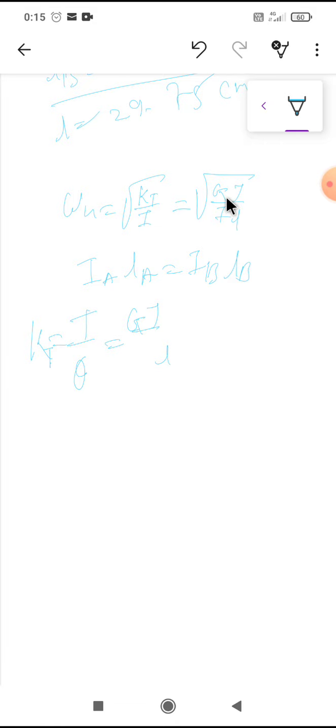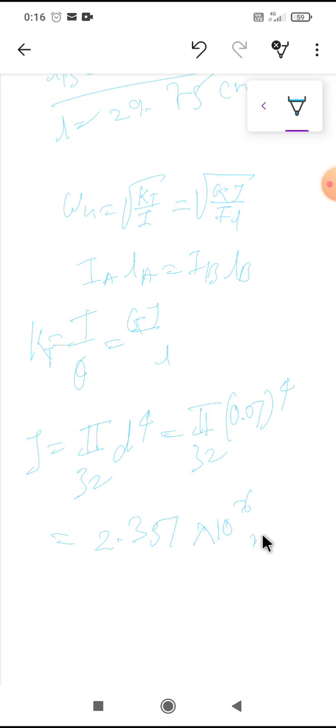So now what is J? J is the polar moment of inertia, whose value is pi by 32 d raised to 4. What is d? d is the diameter of the shaft. So what is the diameter of the shaft? The diameter of the shaft is 7 centimeters, so it is 0.07 raised to 4, which is nearly equal to 2.357 into 10 raised to minus 6 meter raised to 4. So that is J.